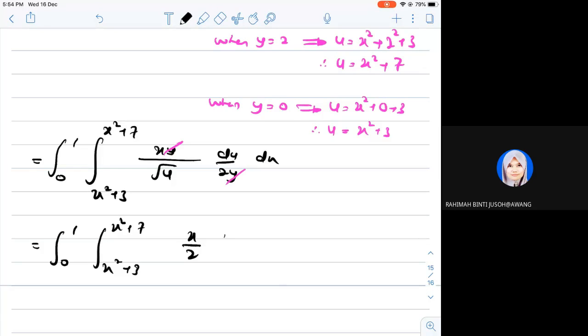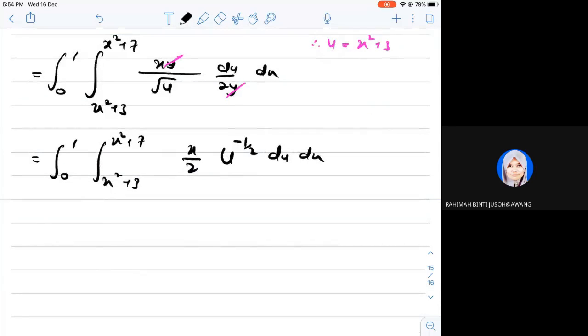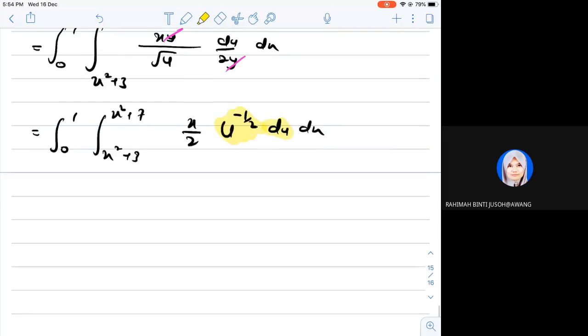And then u becomes negative 1 over 2, I want to bring it up, du dx. So now we can integrate u. We just integrate u to the power of negative half with respect to u. So when you integrate, you will get, from 0 until 1, x over 2, which can be taken out because it's just a constant, integrate u to the power of half. So negative half plus 1 becomes half, isn't it?